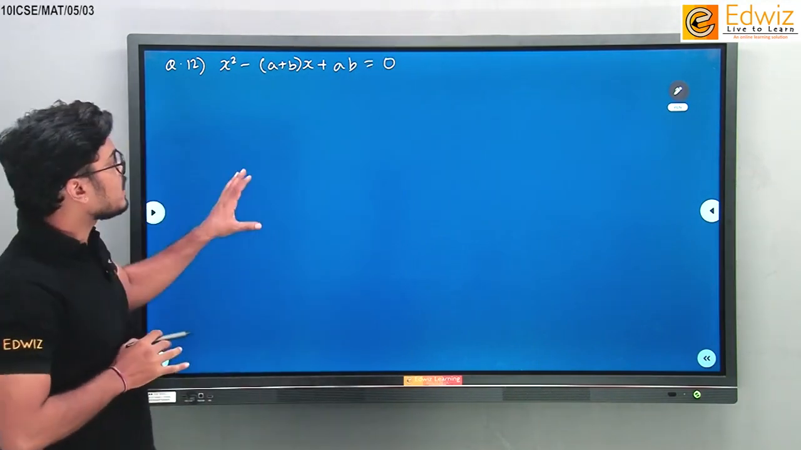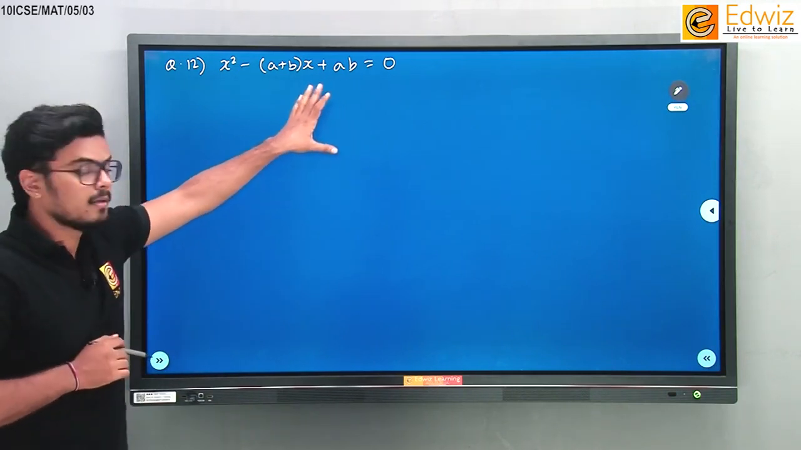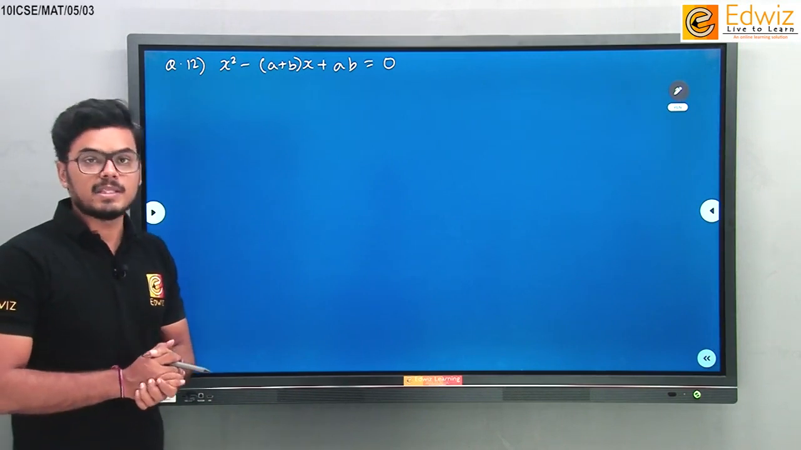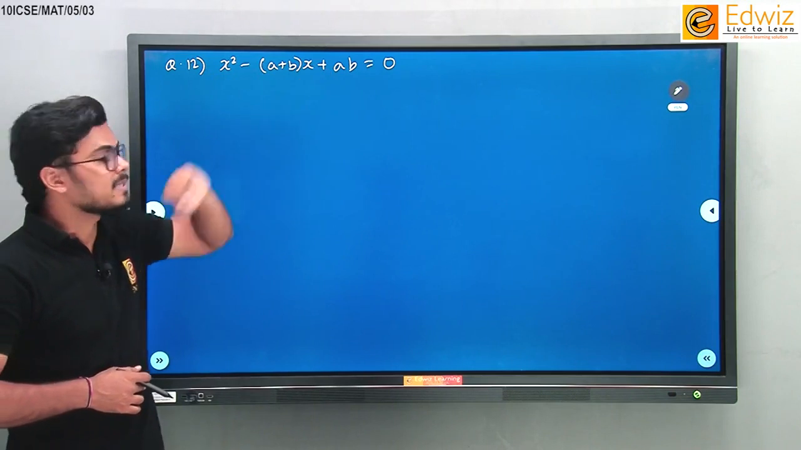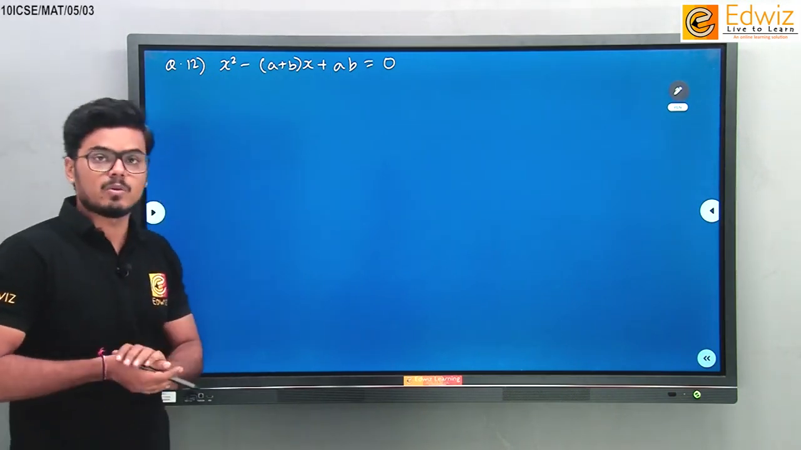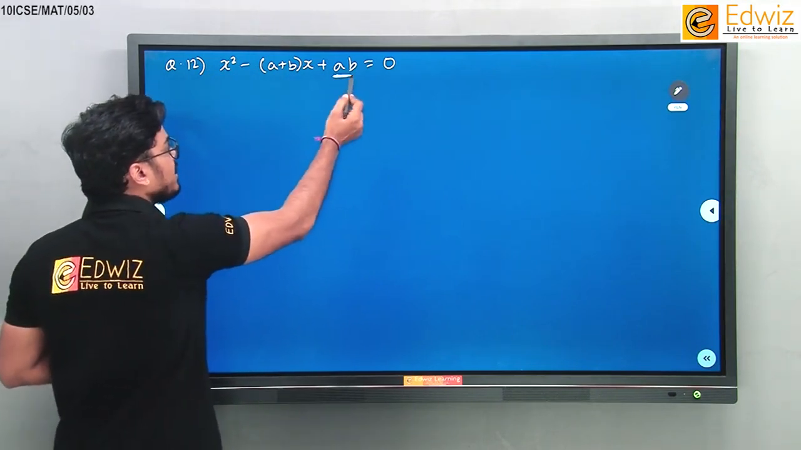Now as you can see, we know an identity like this. I hope you have learnt it. Which is x minus a multiplied by x minus b equal to x square minus (a plus b) into x plus ab equal to 0. So if you don't know the identity, we will derive it now. Here you can see we need factors of the last term.